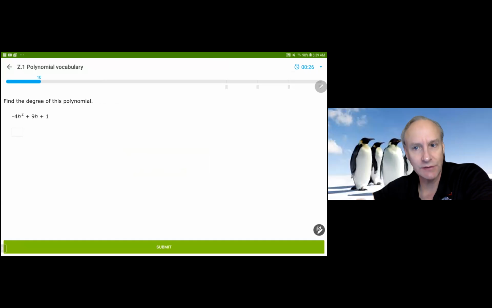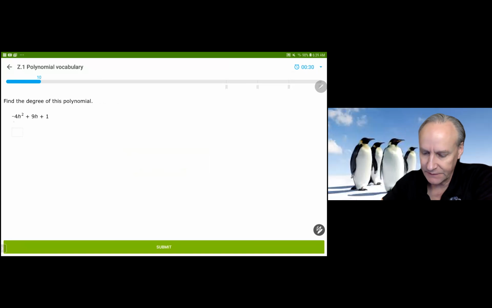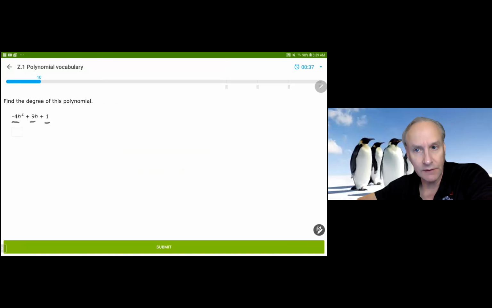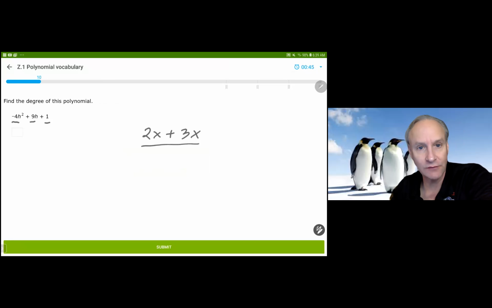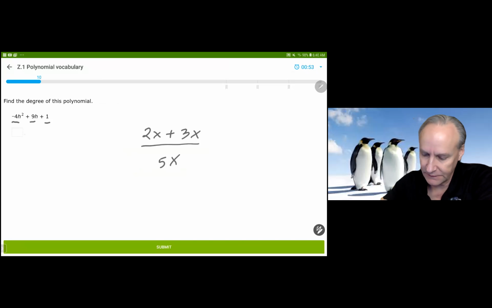Now this one has three terms because there's three things being added together. This is called a second degree term, a first degree term, and a 0 degree term. Now be careful. If you can add them together, 2x, for example, plus 3x, this only really has one term because it can be simplified to 5x. So be careful. This one has three terms because these cannot be added together. So this has three.